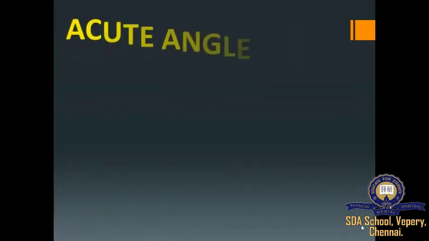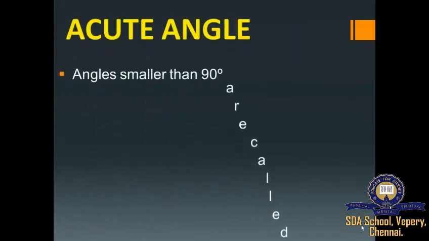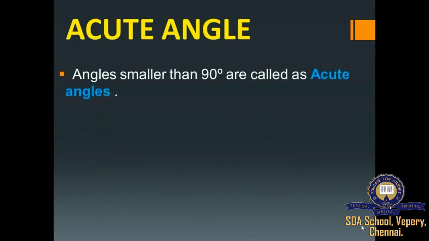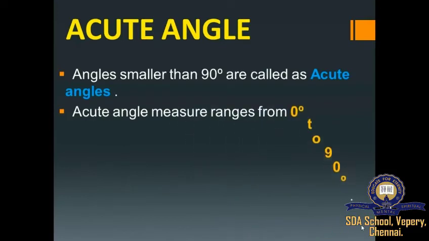First we'll move on to the acute angle. Angles which are smaller than 90 degrees are said to be acute angles. An angle measuring less than 90 degrees is said to be an acute angle, and the acute angle measure ranges from 0 degrees to 90 degrees.